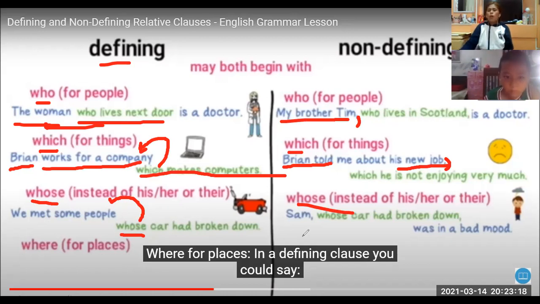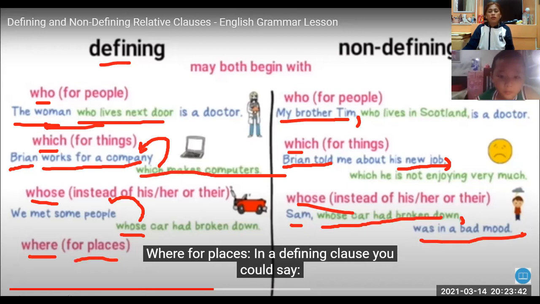Next. How about non-defining? Sam, whose car had broken down, was in a bad mood. Okay, look at this one. Where, for places. In a defining clause, you could say, okay, let's continue this one.